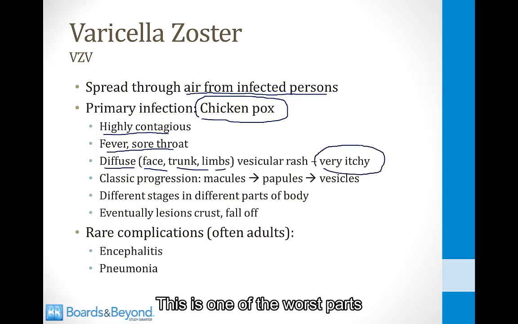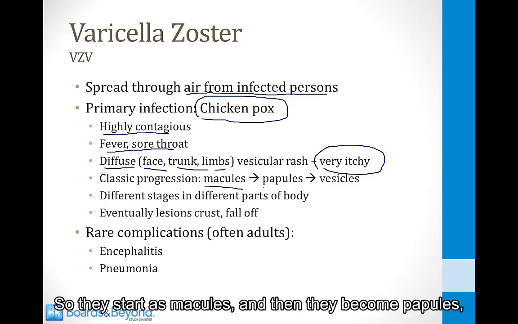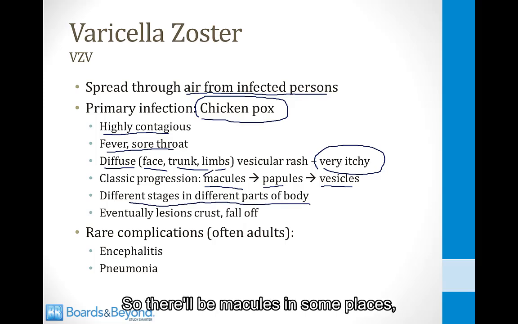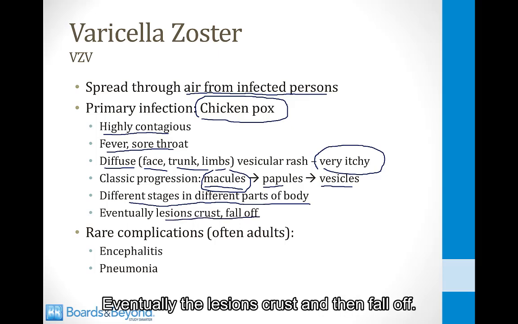This is one of the worst parts of having chickenpox: the itch. Classically, there's a progression of the lesions. They start as macules, then become papules, and then mature into vesicles. One of the classic ways to describe it, especially in a board question stem, is for the lesions to be at different stages in different parts of the body. So there'll be macules in some places, papules in others, and vesicles in others. Eventually the lesions crust and then fall off.